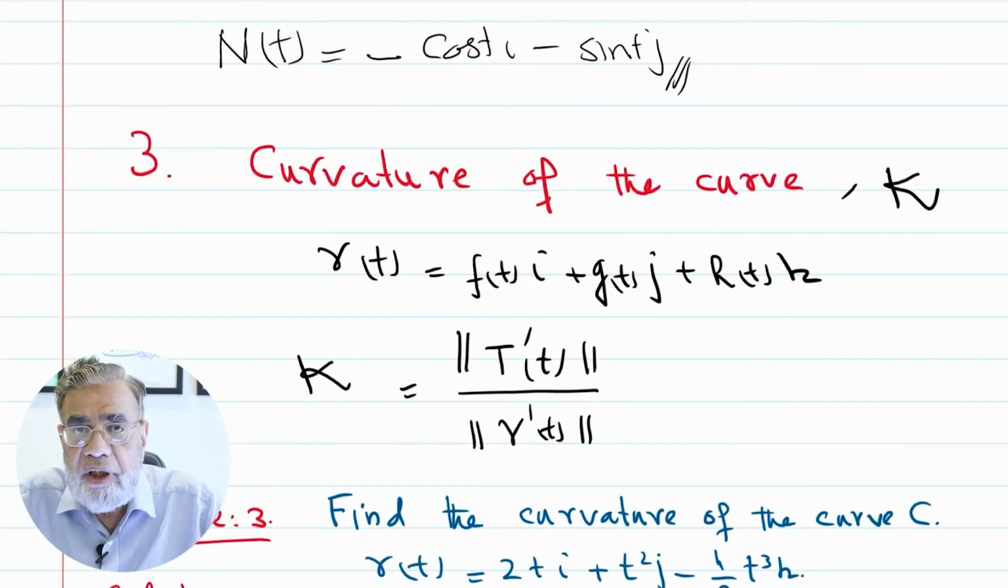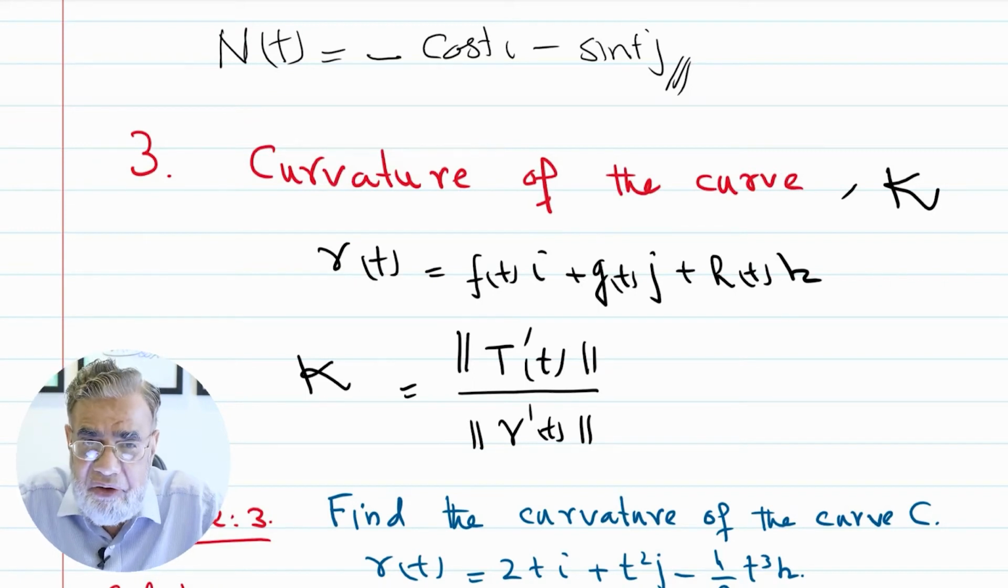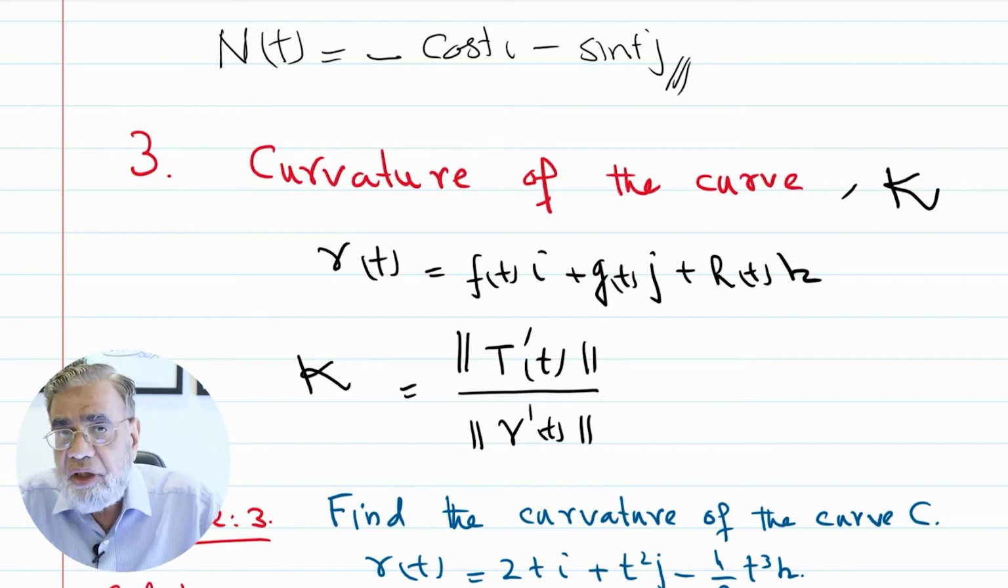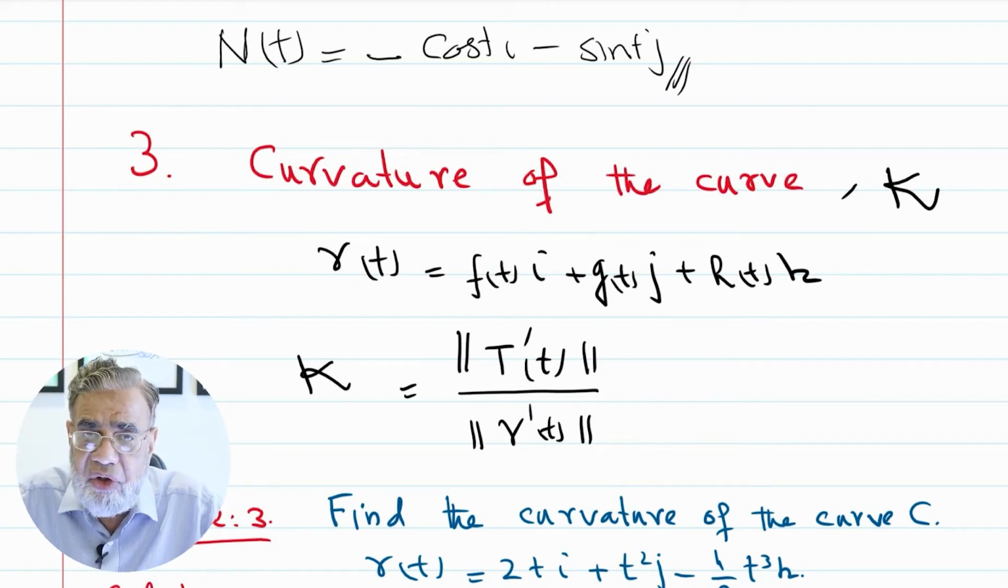So we now define the curvature of the curve, any space curve given by r of t, f of t i plus g of t j plus h of t k. We already discussed the unit tangent vector, so we use that one to find the curvature. The formula for curvature is the magnitude of T dash of t divided by the magnitude of r dash of t. We have already found r dash of t, and from r dash of t we found T of t, and then for the principal normal vector we find T dash of t also. So we use that formula, T dash of t and also r dash of t, to find the curvature.